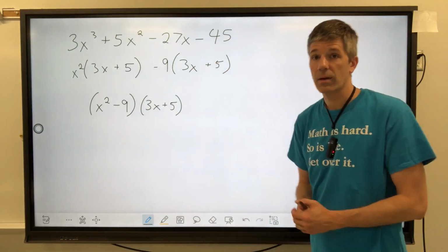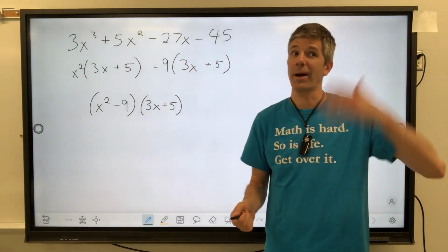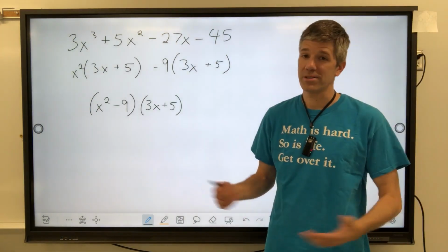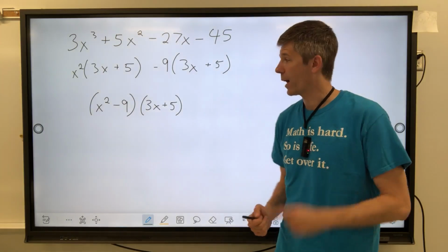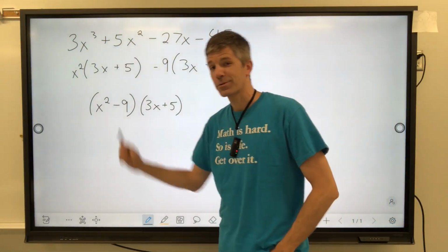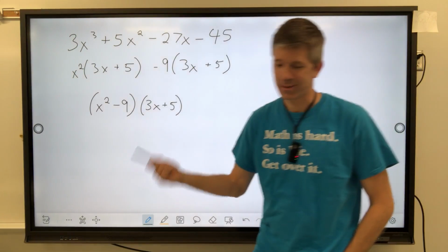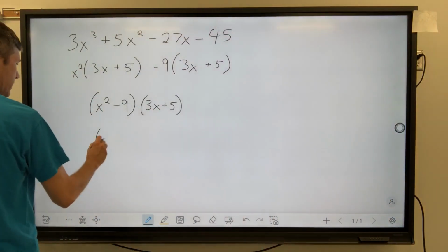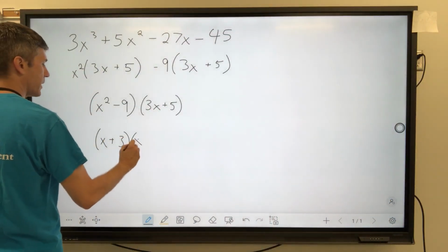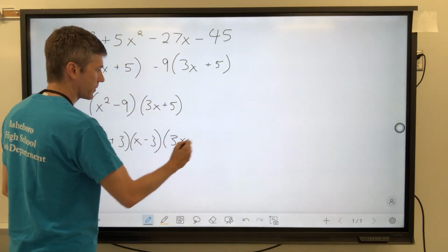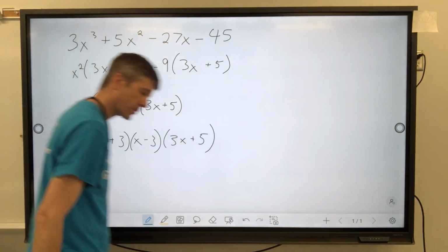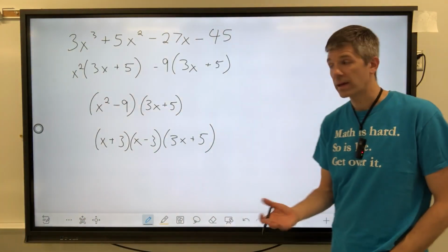Now, I'd love to stop here, but at this point, we always go back to that list. Now, there won't be a GCF because there was not a GCF from the beginning, not of all four terms. But we do have difference of two squares. So x squared and 9 is 3 squared. So let's factor again, x plus 3, x minus 3, and then don't forget this guy. He's still hanging around, 3x plus 5. So there's your first problem that you factored by grouping.